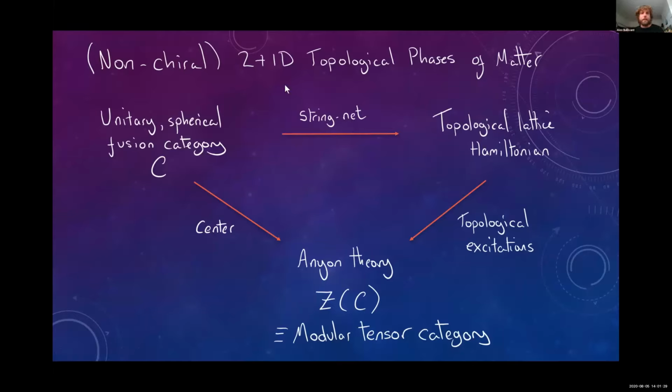Now, as well as this algebraic setup, we also have the more classical condensed matter perspective. By using string nets, we can define a topological lattice Hamiltonian model, which I'll define briefly, but it's along the lines of what Clement was discussing. And the topological excitations in this theory are exactly described by this anion theory constructed by the center. So that's what I mean by this diagram commutes.